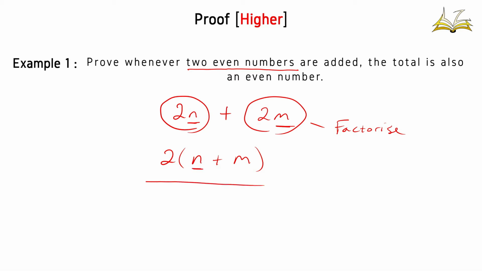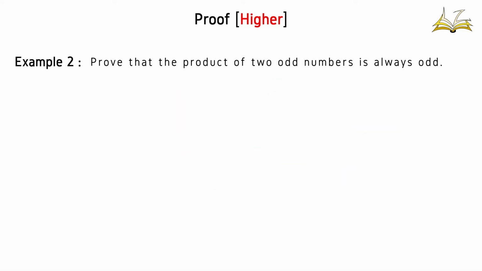It doesn't matter what's inside these brackets, but if you're timesing by 2 at the end, we're always going to have an even number. Okay, so next question. Example 2. Prove that the product of 2 odd numbers is always odd.